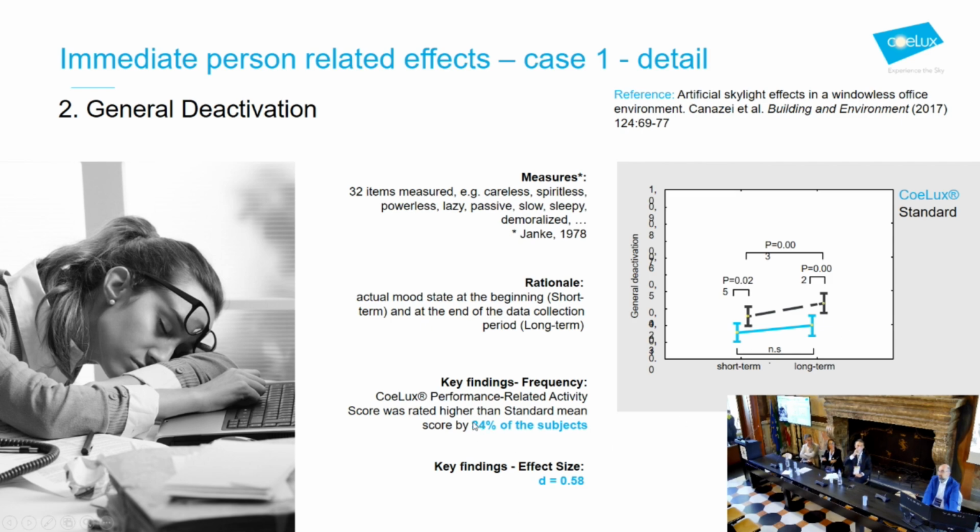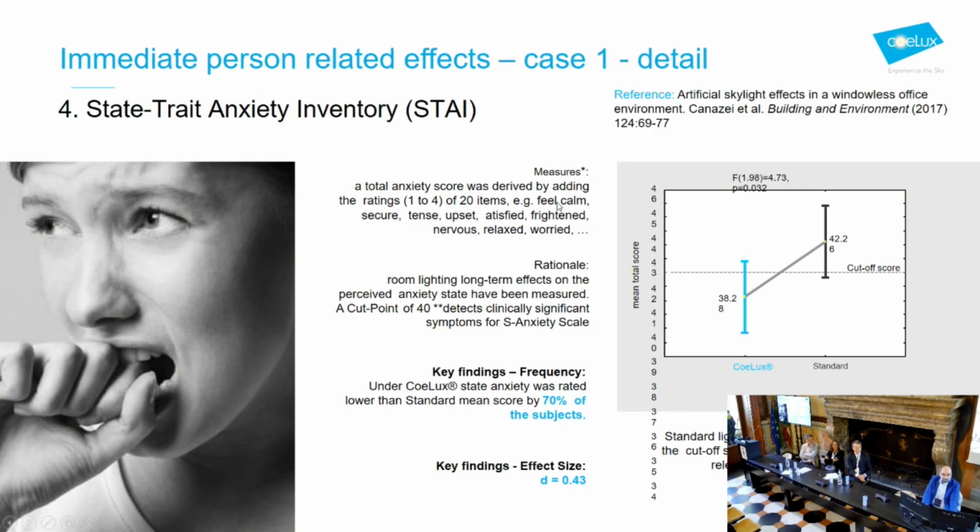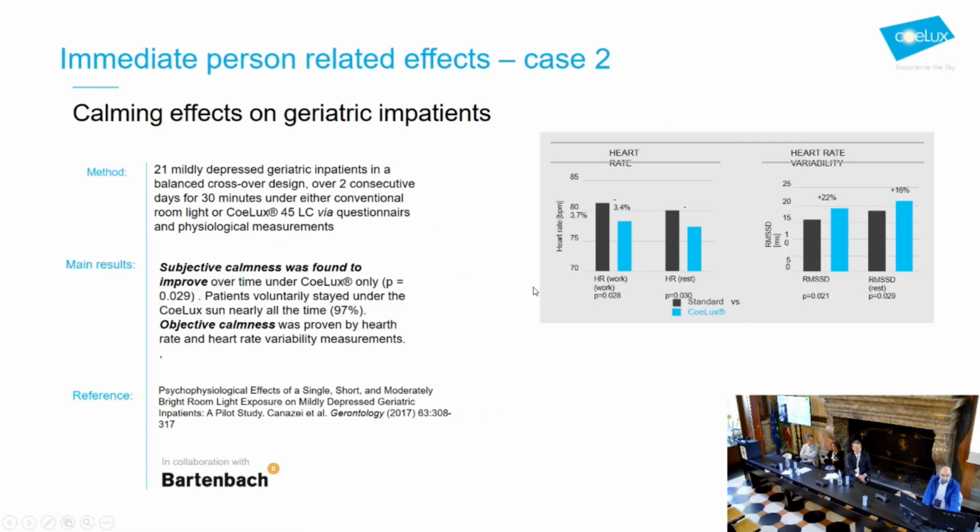So 84% of statistically valuable data make a difference. How you feel claustrophobic, I must leave this room. And actually, the difference is huge. Now 84% again of significance. The anxiety. So in a windowless space, after 1 hour, people exhibit symptoms of anxiety, and switching it on, the score became normal again. But that's all psychological.